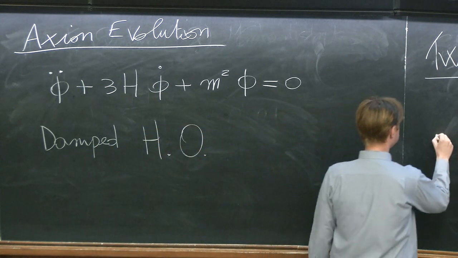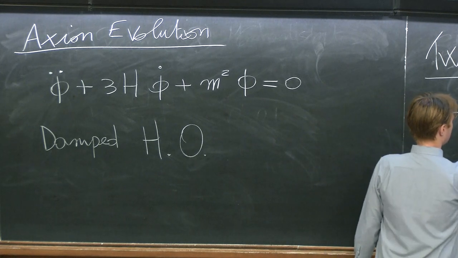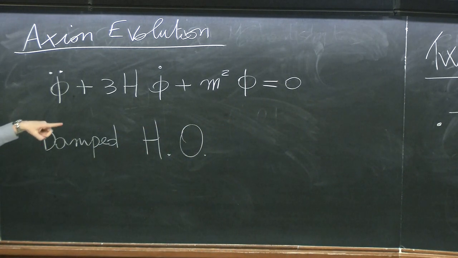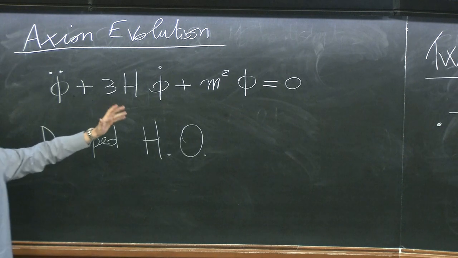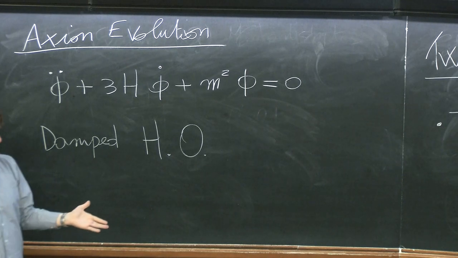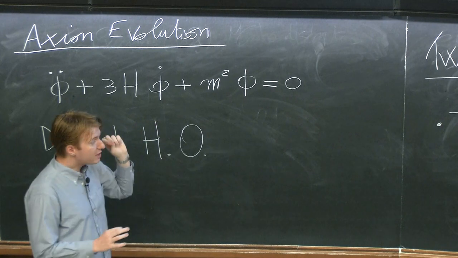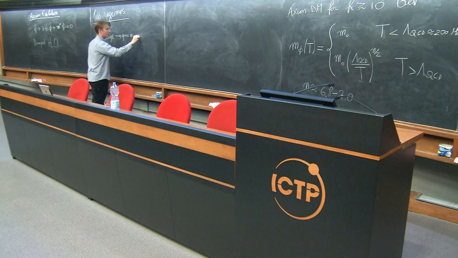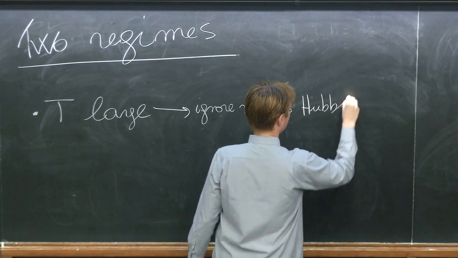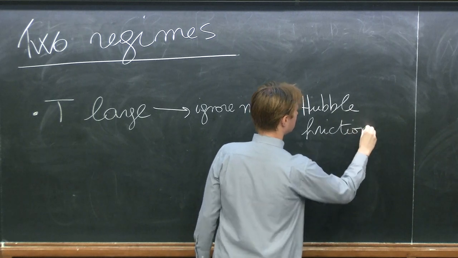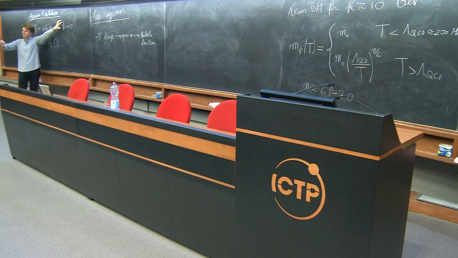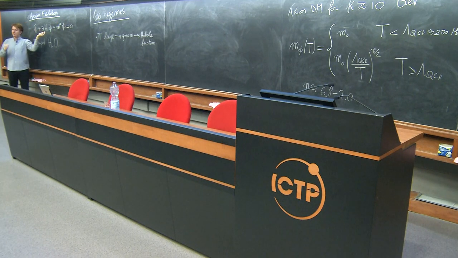The first one is when T is very large. How large, we will quantify in a second. But if T is very large, now look at the last blackboard. How big is the axion mass? Zero, right? If T is large, the axion mass drops as a power law, and there is a T large enough when I can forget about the mass. So if T is very large, then we can ignore the mass, and then we have only Hubble friction. So we look at this equation, we forget about the mass, we forget about the oscillating part, and we get that Hubble wins.